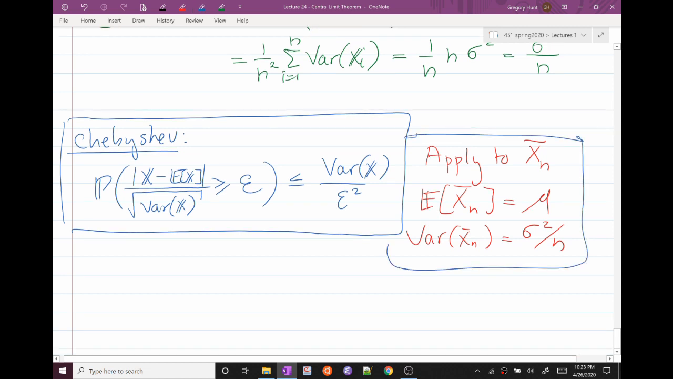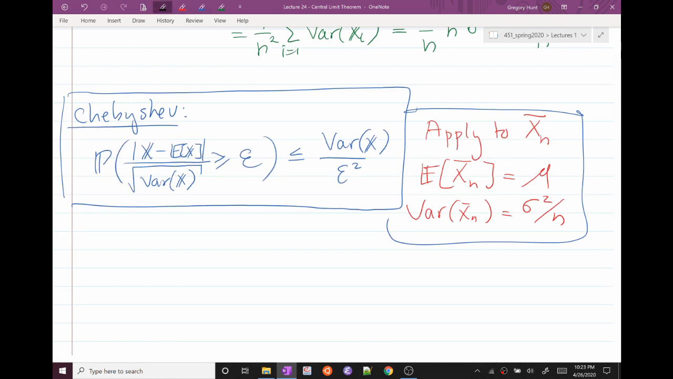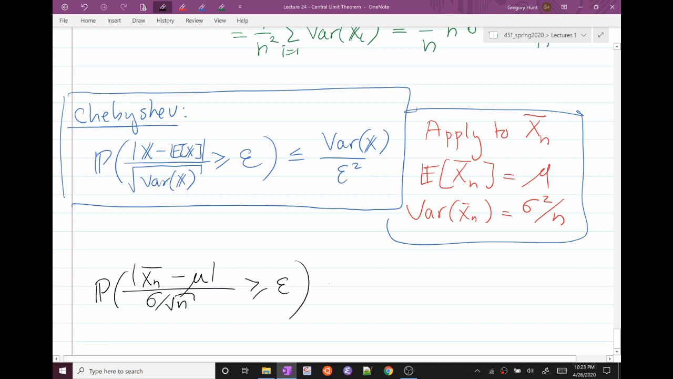And so now we can apply this to Xn bar. We know what its expectation is. We know what its variance is. So what we get is the probability that Xn bar, its expectation is mu, so we subtract that off, put some absolute value bars, divided by the square root of its variance, which is sigma over root n, because its variance is sigma squared over n. The probability that's bigger than or equal to epsilon is less than or equal to the variance, sigma squared over n, over epsilon squared. So if we apply Chebyshev's, we get this statement.